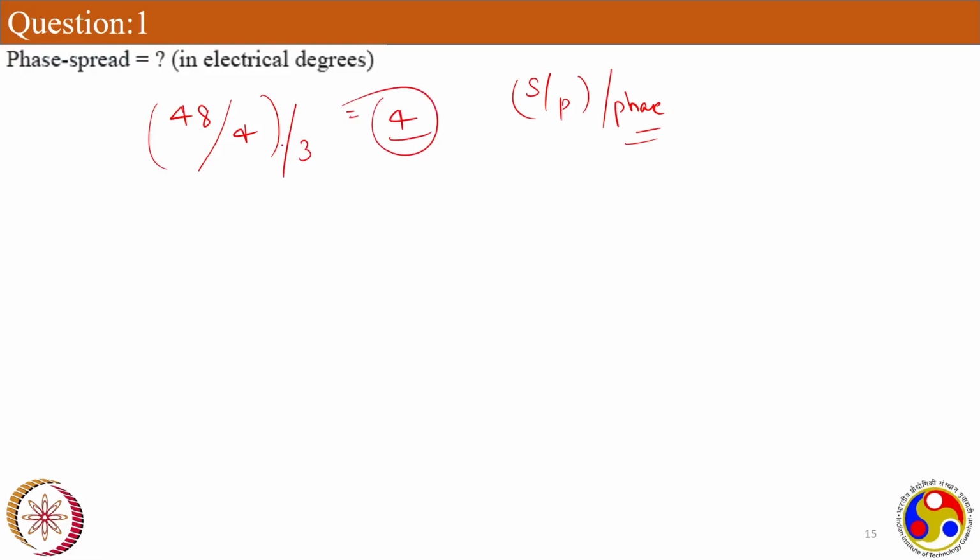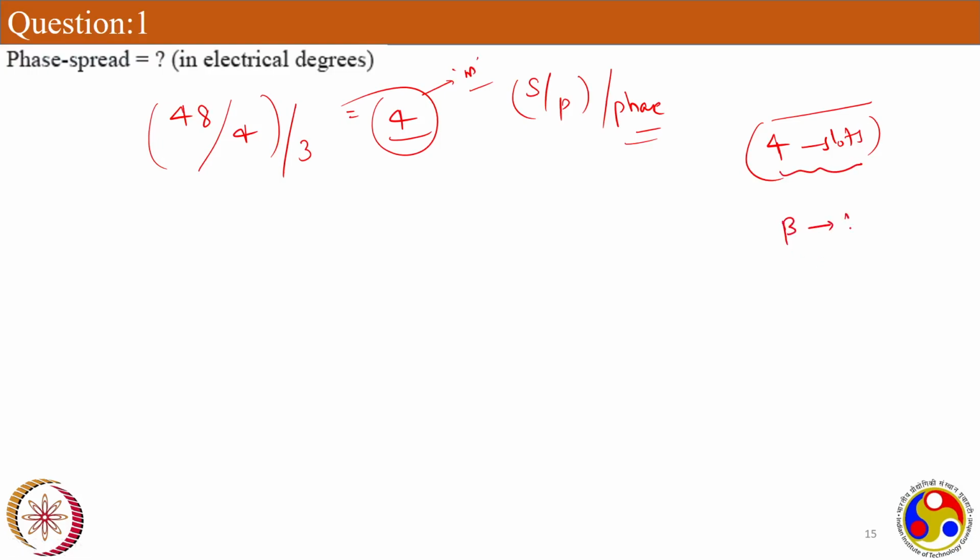So you have slots per pole per phase. This is the m, which we call 4. So with this m, you need to know how much. Now you know there are 4 slots for each pole under each phase. These are the number of slots. Now you want to calculate the spread for these 4 slots.